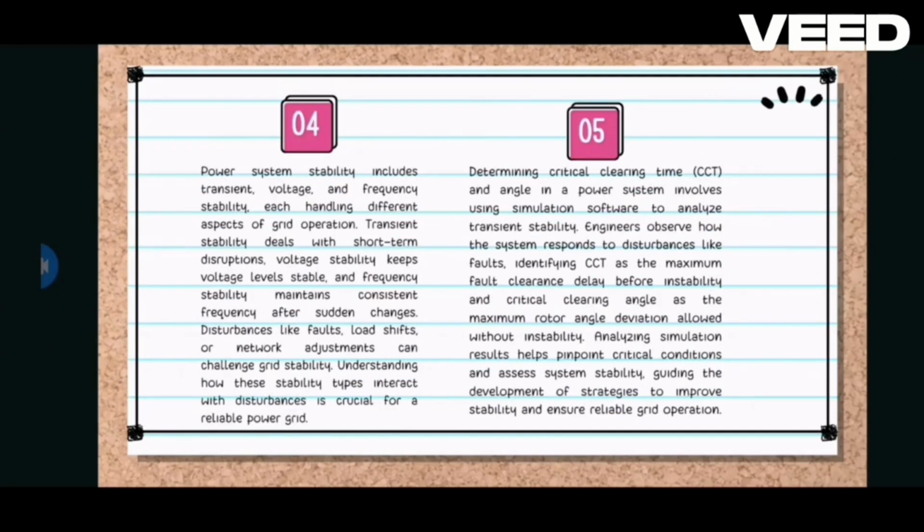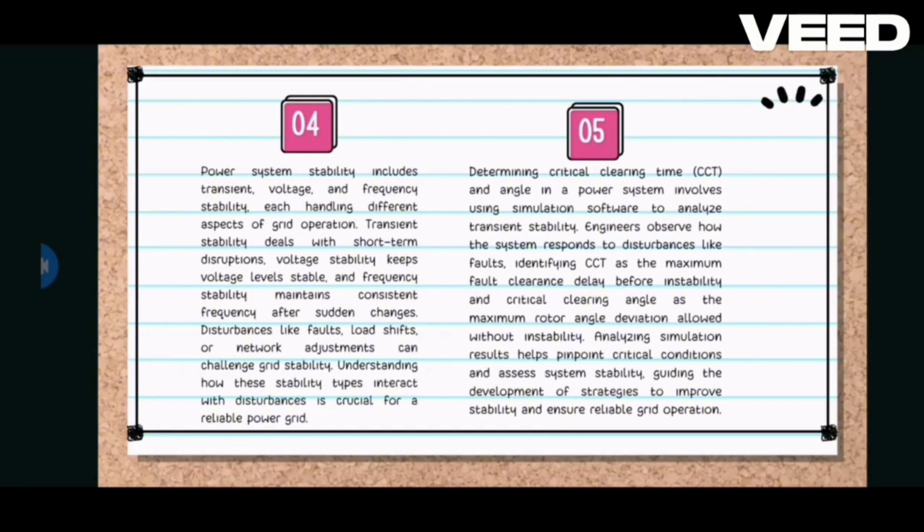As for the type of power system stability and type of disturbance, power system stability includes transient, voltage, and frequency stability, each handling different aspects of grid operation. Transient stability deals with short-term disruptions, whilst voltage stability keeps voltage levels stable, and frequency stability maintains the consistency of frequency after sudden changes. Disturbances like faults, load shifts, or network adjustments can challenge grid stability. Understanding how these stability types interact with disturbances is crucial for a reliable power grid.